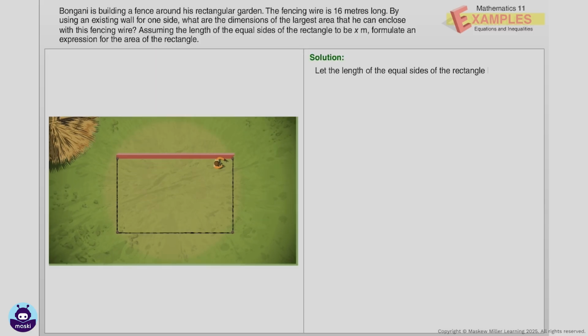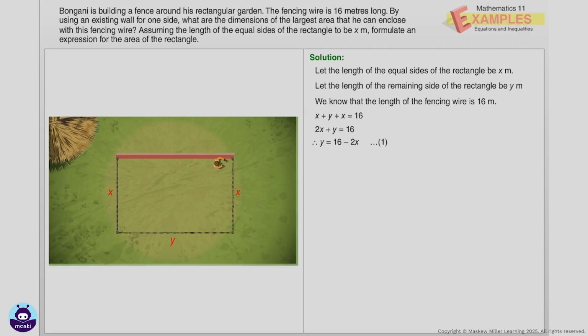Solution. Let the length of the equal sides of the rectangle be x meters. Let the length of the remaining side of the rectangle be y meters. We know that the length of the fencing wire is 16 meters. Therefore, the sum of the lengths of the three sides will need to be equal to 16 meters. Therefore, y equals 16 minus 2x.